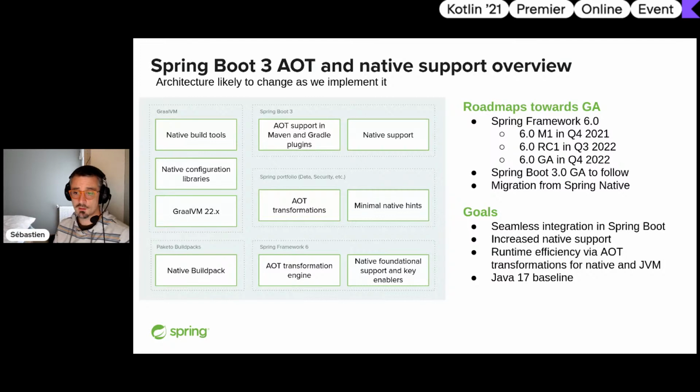The native support will be better, with better runtime efficiency, and the AOT engine will be basically integrated at Spring Framework 6 level, while the native support will be more on the Spring Boot 3 side. And we have also some other parts like the native buildpack support, and GraalVM 22.x that we are going to use. And we have some collaboration with the GraalVM team to build some native configuration repository and libraries. But yeah, no need to go deeper on that topic.